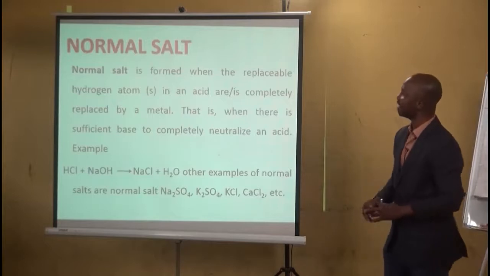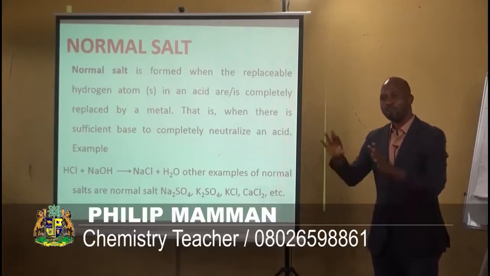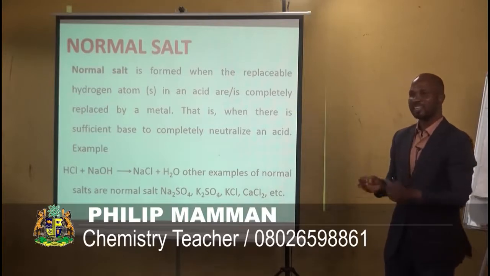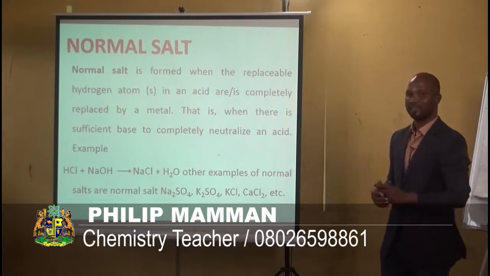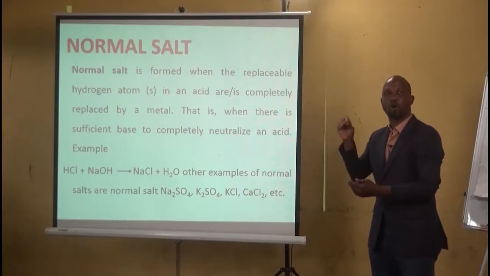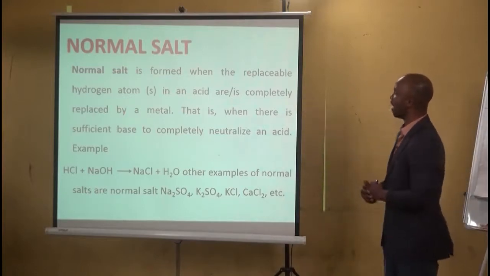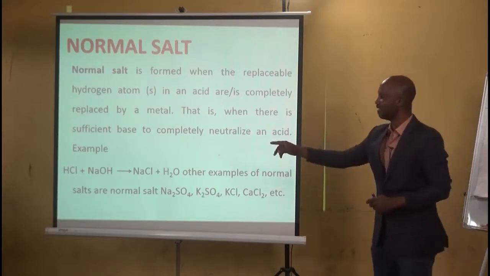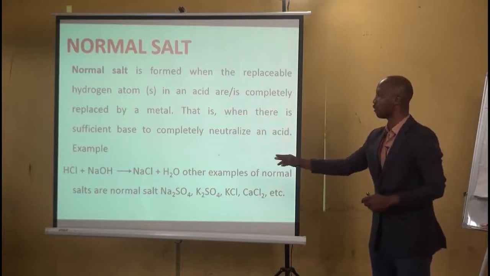The first one is the normal salt. The normal salt is formed when all the replaceable hydrogen atoms in an acid are completely replaced by a metal. And it can only be achieved when there is sufficient base to completely neutralize the acid. So you can see from what we have here that HCl reacting with sodium hydroxide, it will give you sodium chloride plus water.